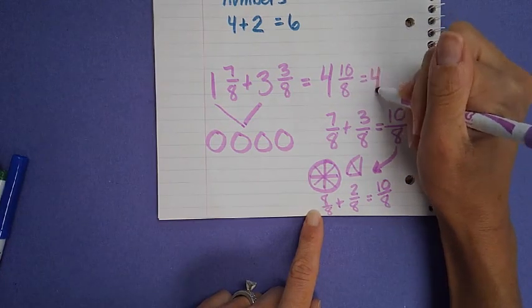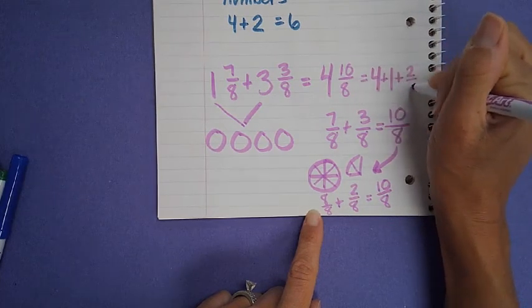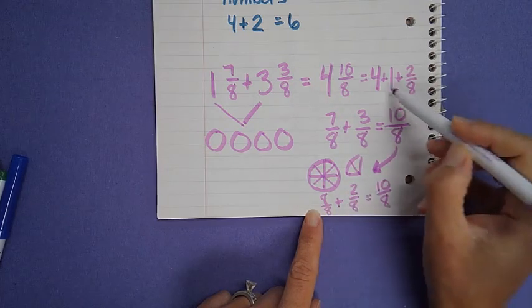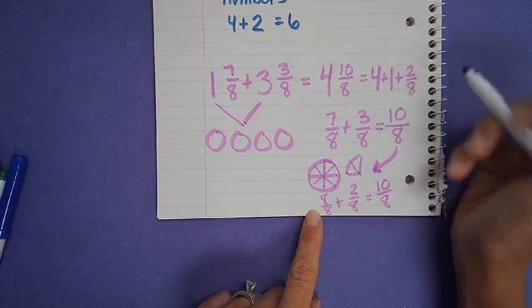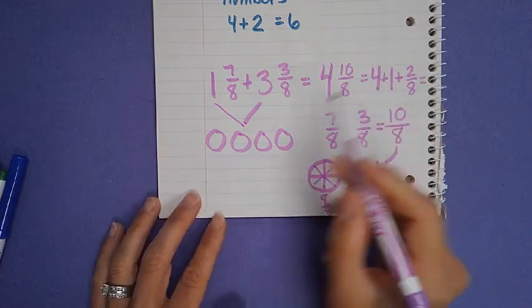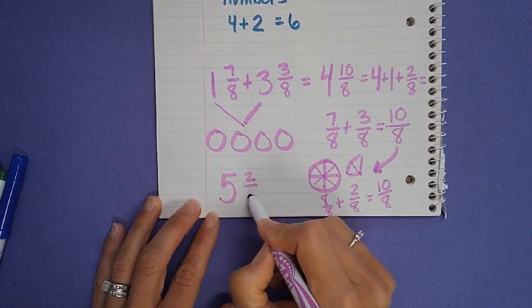So now I basically have 4 whole plus an extra whole plus these remaining 2 eighths. 8 eighths and 2 eighths. That's where these numbers are coming from up here. So when I go to write the final correct answer, 4 plus 1 is 5 and 2 eighths.